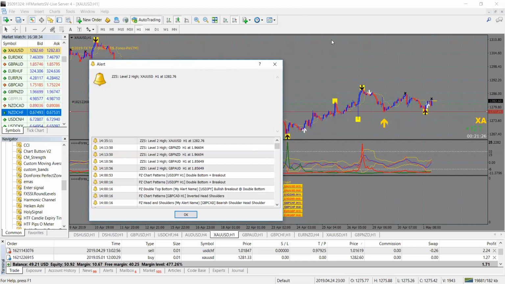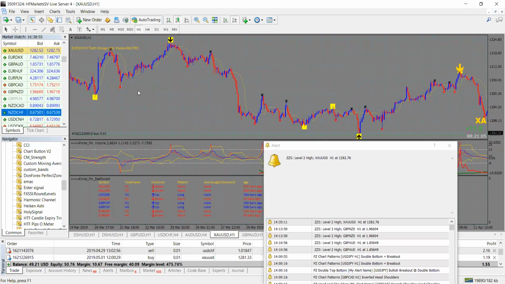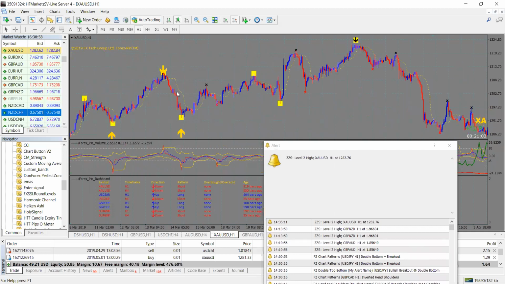Now the second one, you want to make sure that when forex-pin alert comes out, you take only the forex-pin alert that comes with Agimat yellow black box or Agimat yellow box underneath or above it. What do I mean by that? Let me scroll right to the left. So we'll see a couple of examples.